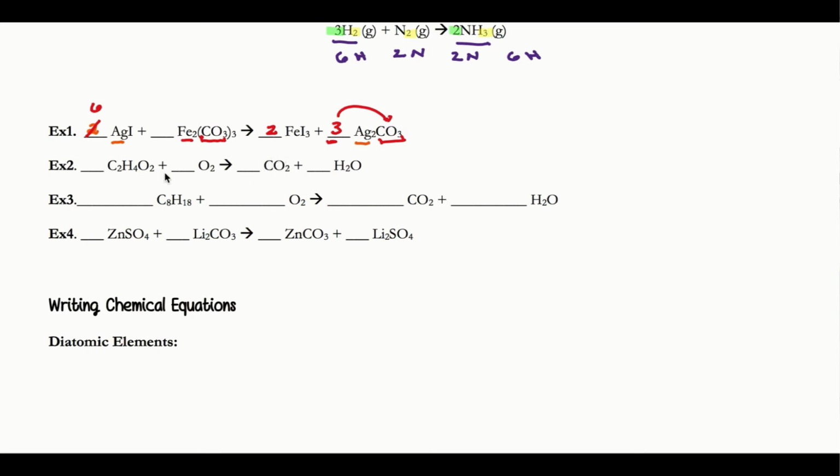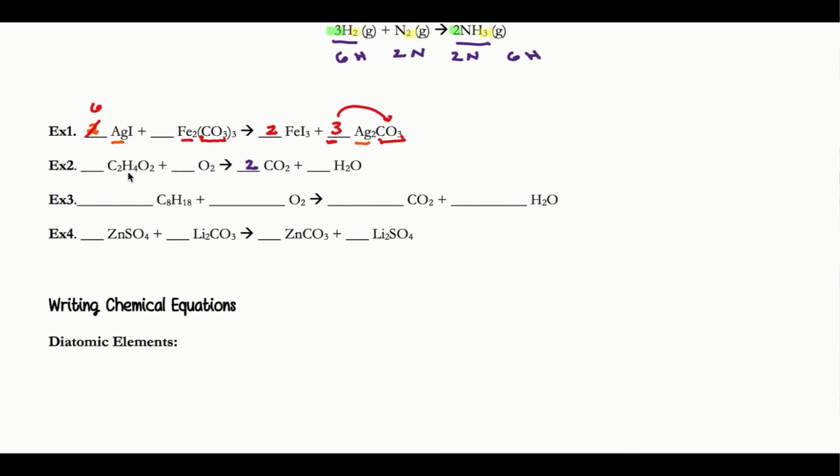Okay? All right. For number 2, I've got C2H4O2, so I'm going to first deal with my carbons. I always like to deal with what's the most obvious first. What looks the most scary to me is oxygen, because every single molecule here has an oxygen. So I'm going to deal with that last. Okay? So I've got 2 carbons on my reactant side. I've got 1 carbon on my product side. So what I'm going to need to do is put a 2 in front of carbon dioxide. So now I have 2 carbons on reactant and product side.